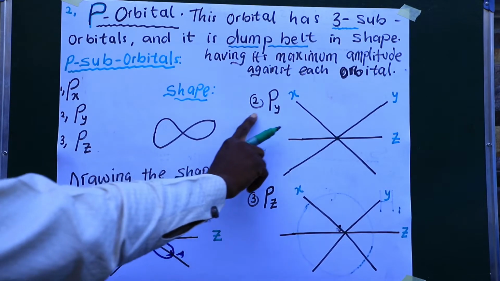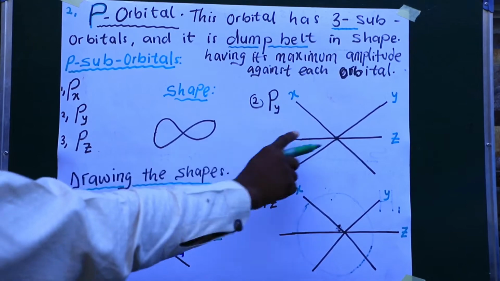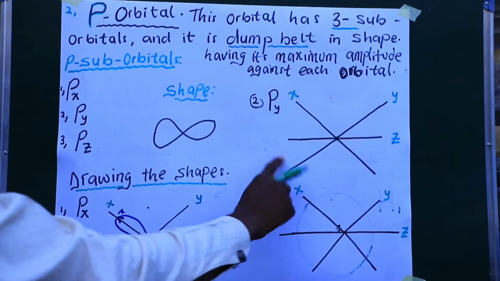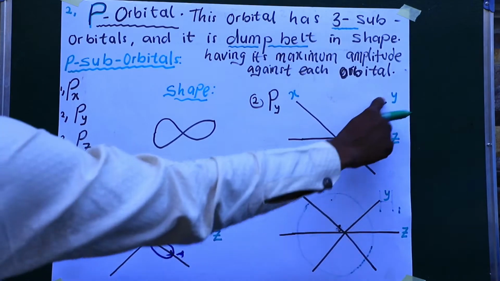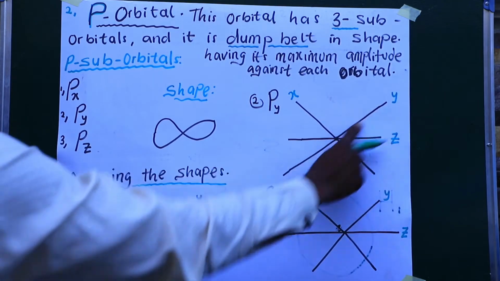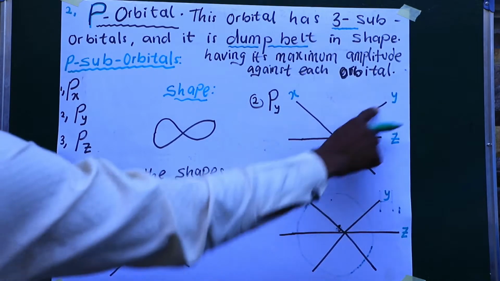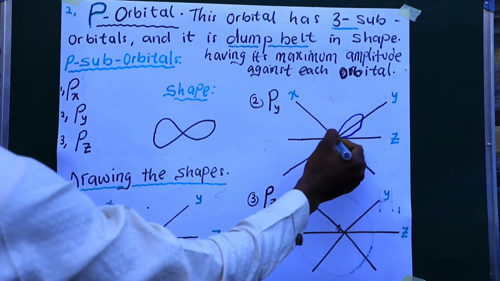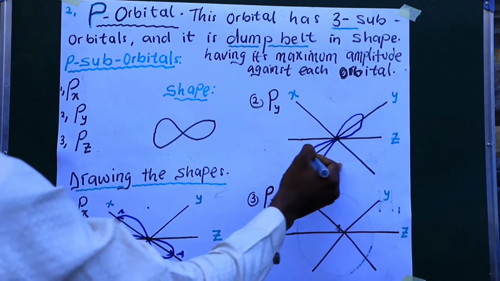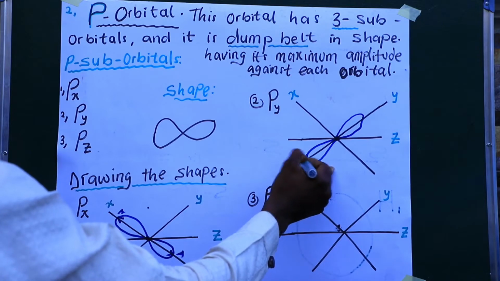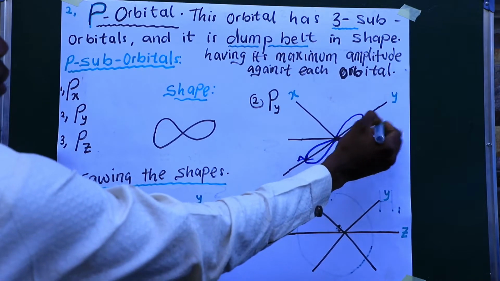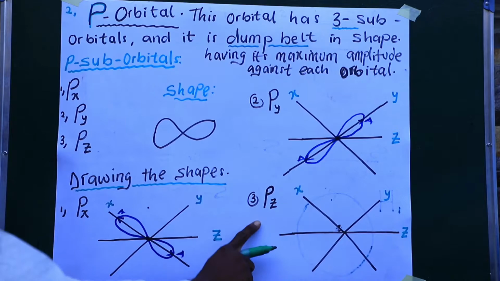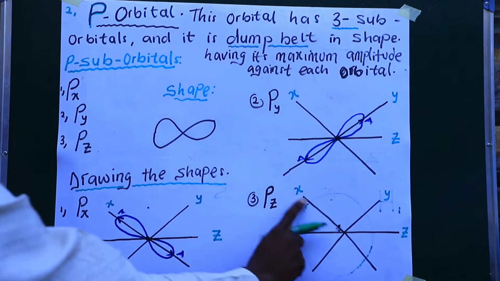So let's go for number 2, Py. Here is the x-axis, y-axis, and z-axis. We are going to locate our maximum amplitude on the y-axis. Here it is. Dumbbell in shape, and here is the maximum amplitude, also maximum amplitude here.